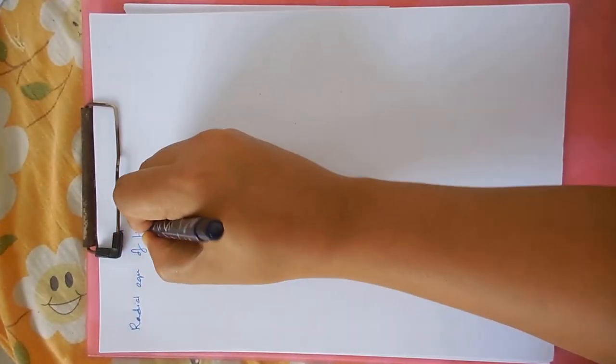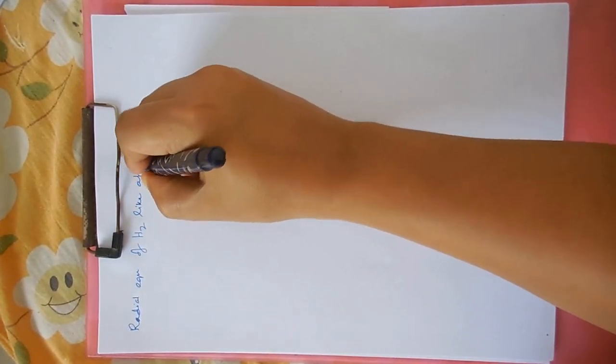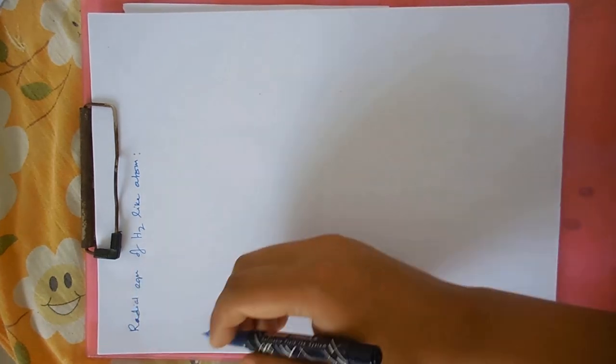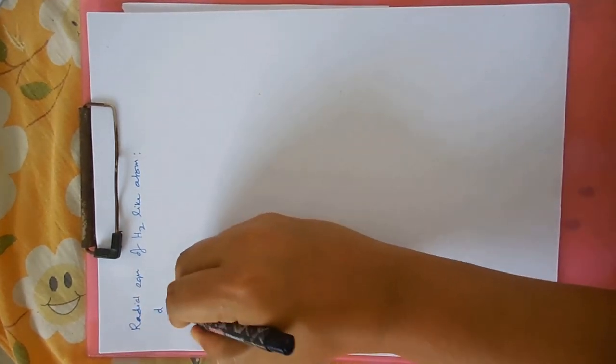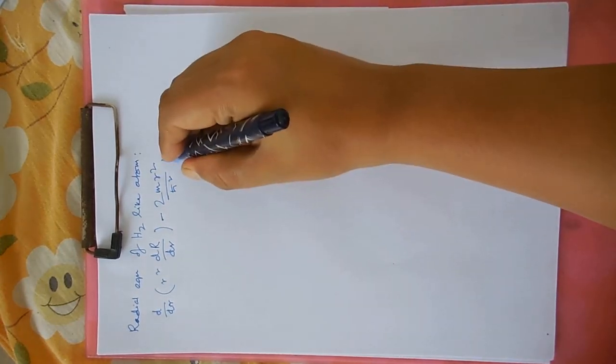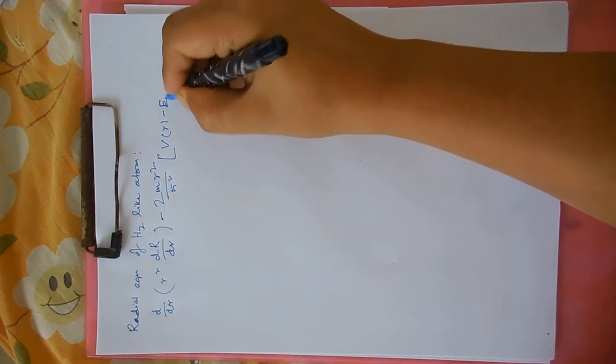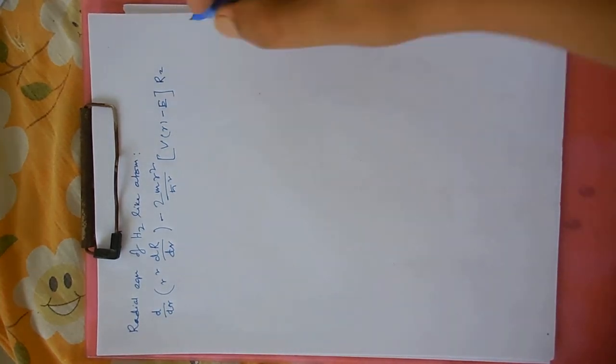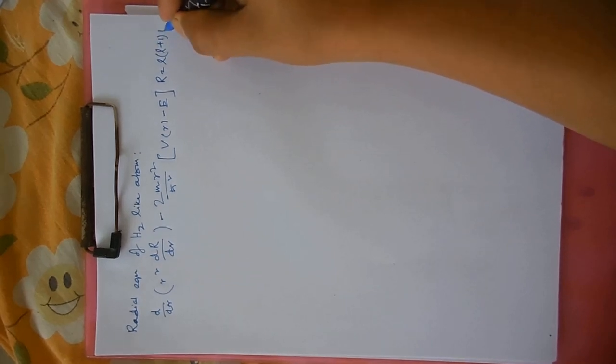Radial equation of hydrogen-like atom. So let me write the radial equation. As we have done in previous class, if you can remember, it is (1/r²) d/dr (r² dR/dr) minus 2m r²/ħ² (V(r) minus E) R equals l(l+1) R.